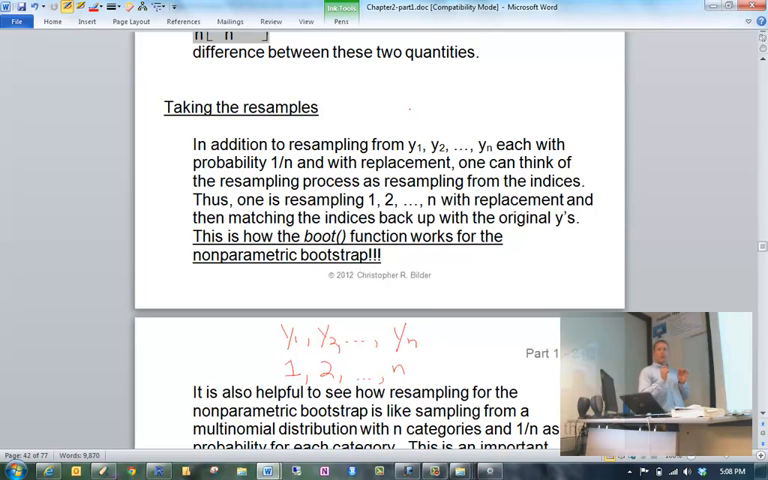Now, there's another way that you can think about how this resampling takes place, and this is very useful because this is what the boot function does for nonparametric resampling. And that is, forget the fact that you have this little y symbol here. What you're basically doing is sampling.